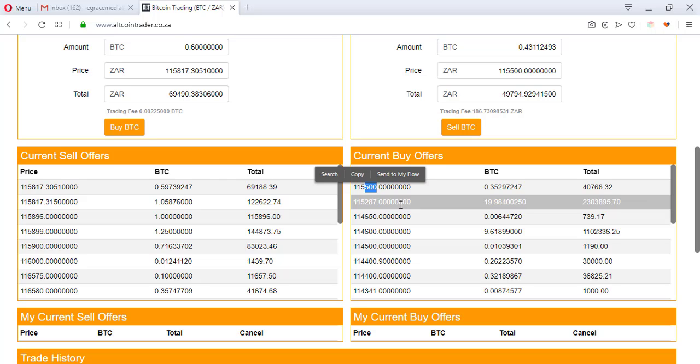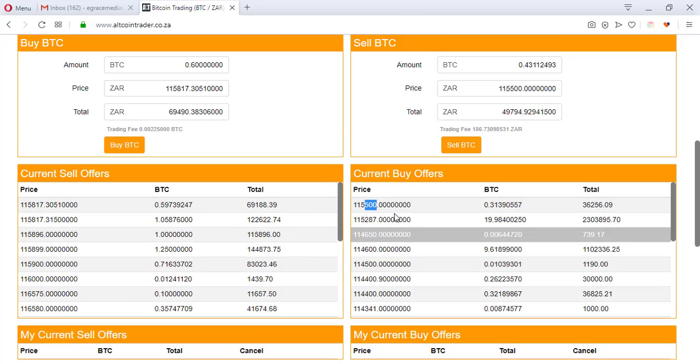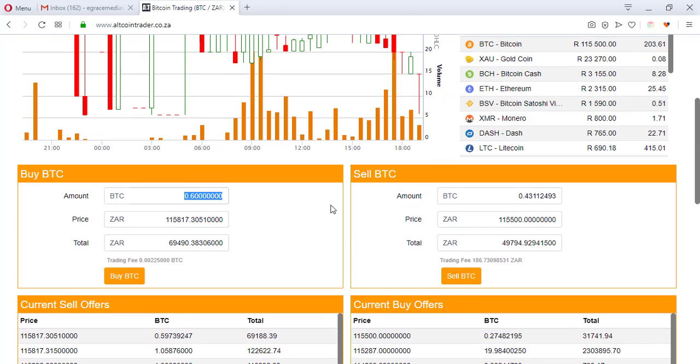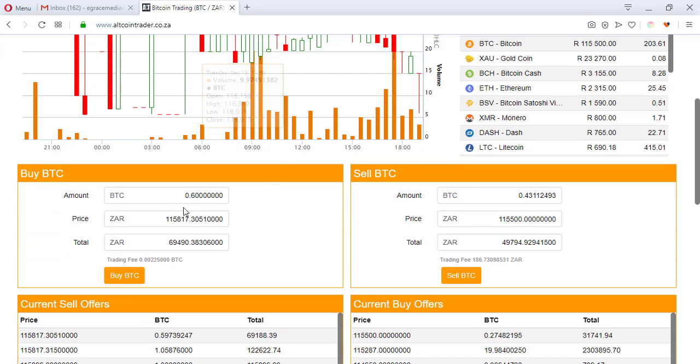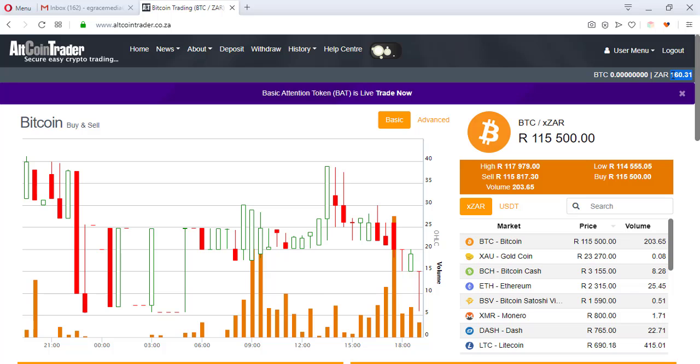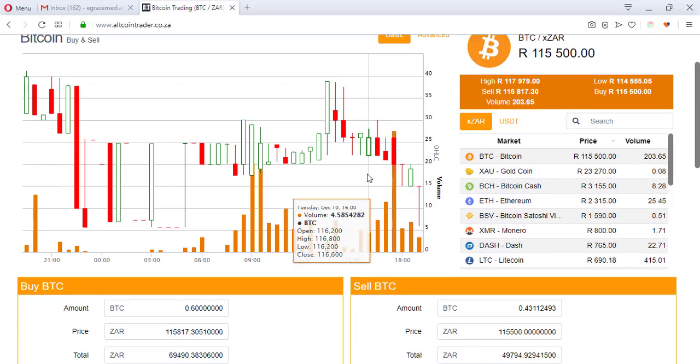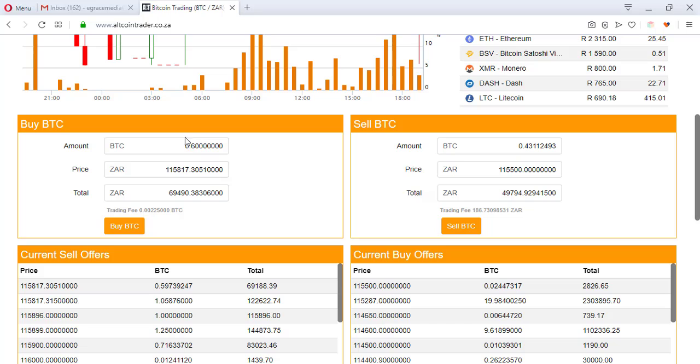Okay, so right now I'm just gonna do something that I don't usually do, that is to buy back the Bitcoin that I sold at a higher price than I sold it. Alright, so how do I go ahead and buy the Bitcoin with my 160 Rand here? It could be any amount, it could be millions that you have, but I have 160 Rand just to demonstrate.